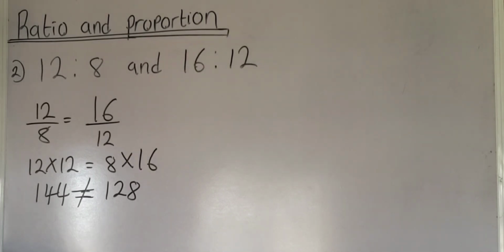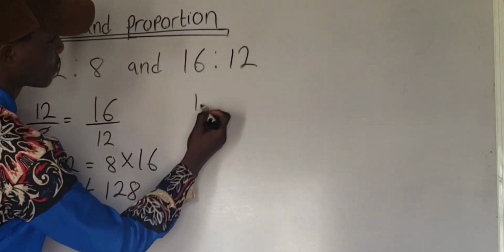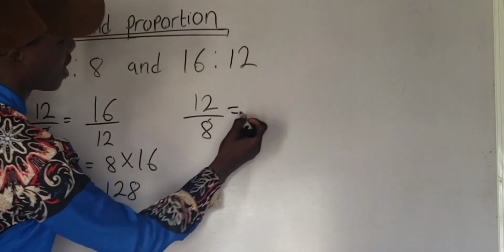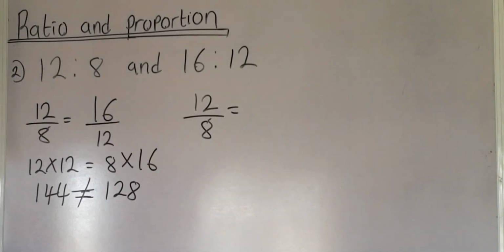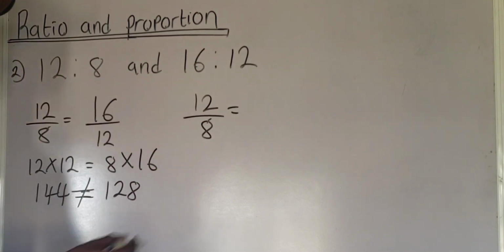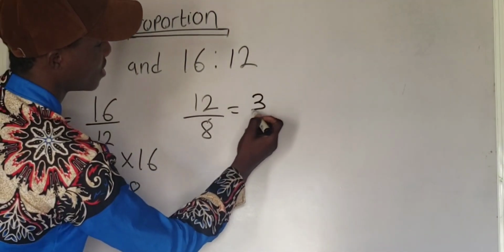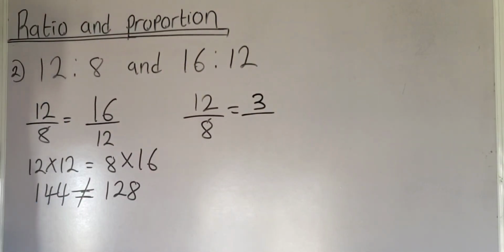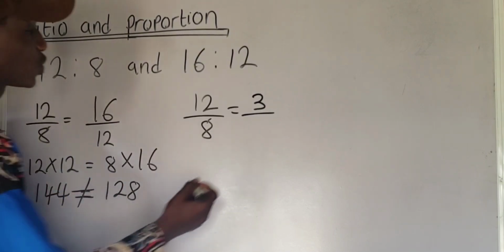Let's use the second approach. This second approach, I'm going to have 12 over 8. Now we are going to reduce this fraction to the lowest term. If you want to reduce this, 12 is divisible by 4. So I'm going to have 12 divided by 4 is 3, and 8 is also divisible by 4. 8 divided by 4 is 2.